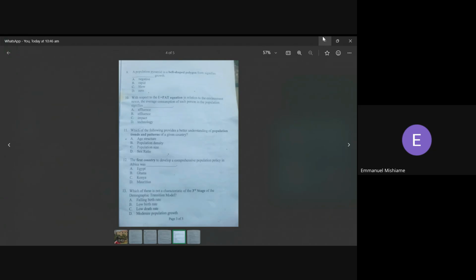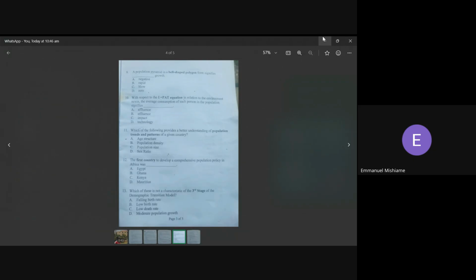Population density is an aspect under what? Population size. Sex ratio is also an aspect of what? Population size. Remember, the question was asking which of the following provides a better understanding of population trend and pattern. Age structure is an aspect of that, population density is also an aspect, and sex ratio is also an aspect. But population size is the overall. Population size gives you the overall picture. So it actually provides the better understanding.